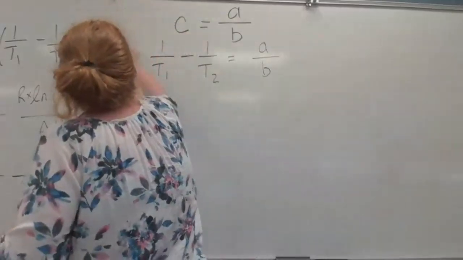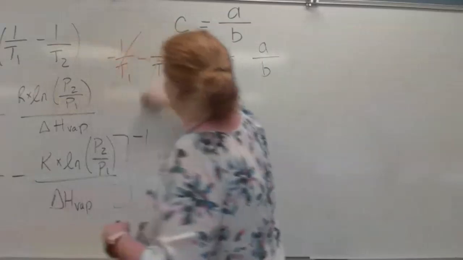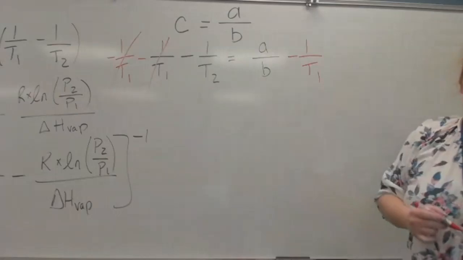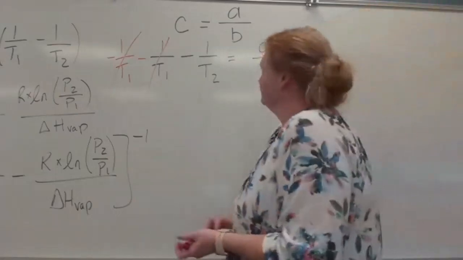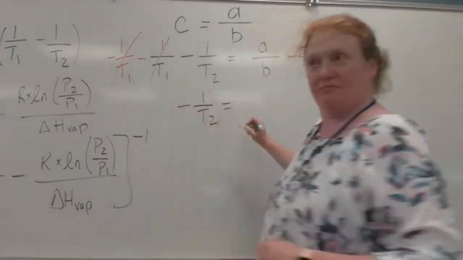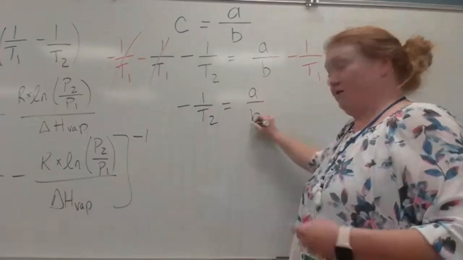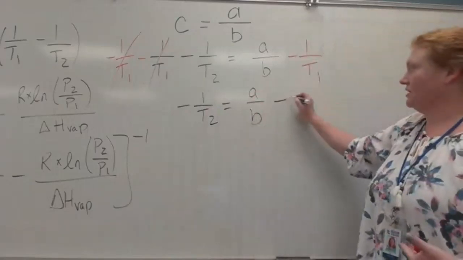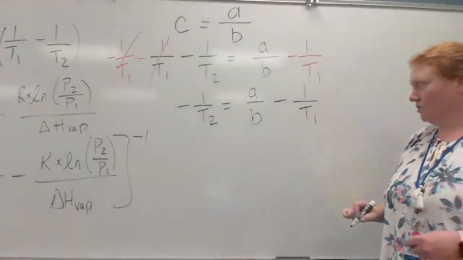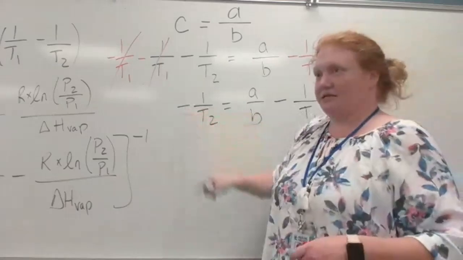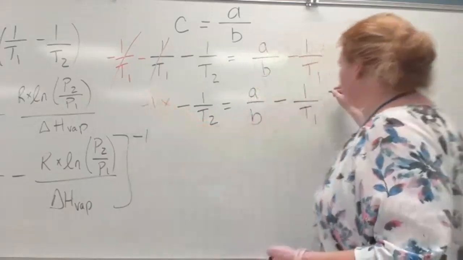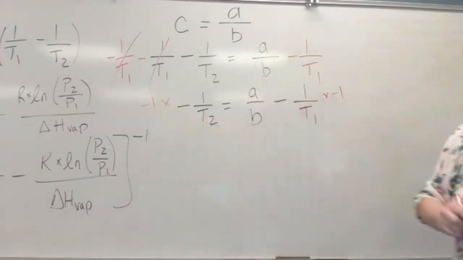Okay. So let me subtract 1 over T1. Right? That'll cancel that out. Now what do I have? Negative 1 over T2 equals A over B minus 1 over T1. Okay. I don't like that that negative sign is there. So what am I going to do? I'm going to multiply both sides by -1. Let's do that.